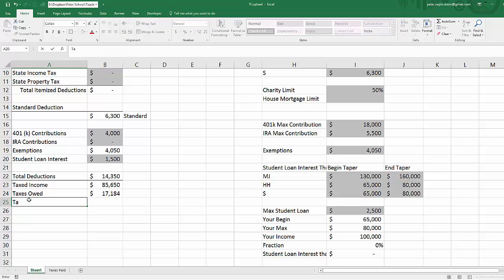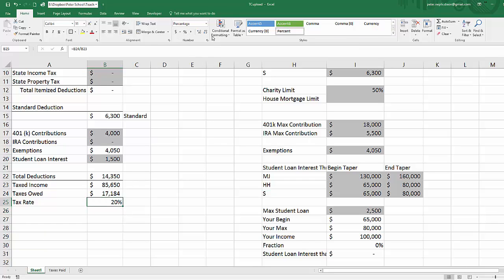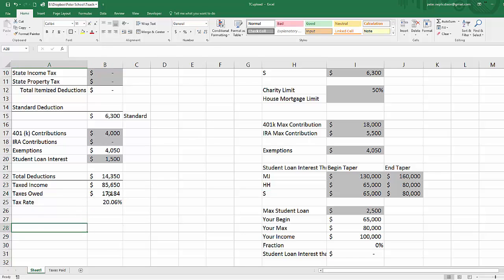So tax rate is going to end up equaling your taxes owed divided by your total income. So you have a total tax rate of 20% if this were your situation. So now we can see, based on this, we've now calculated what your taxable income is going to be. Based on your taxable income, what your total taxes owed are going to end up equaling.